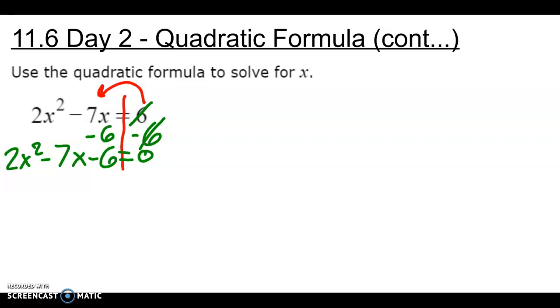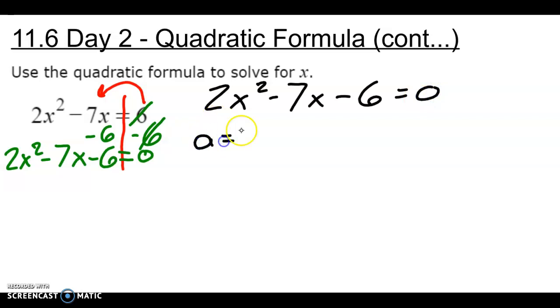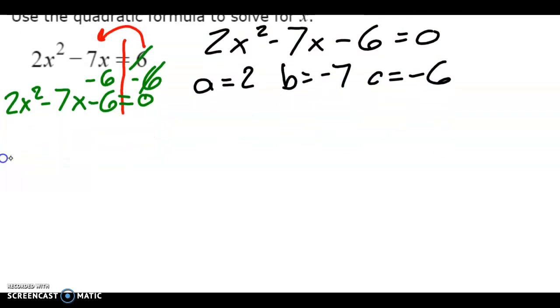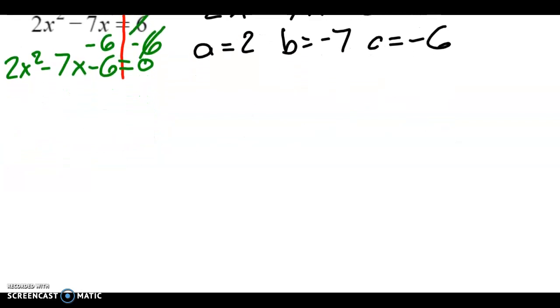Okay, so once we've got that done, now we're looking at our formula. 2x squared minus 7x minus 6 equals 0. We get our A, our B, and our C. Your A is going to be a positive 2. Your B is going to be a negative 7. Your C is going to be a negative 6. Okay, so now with that formula, we're going to plug those things in where they belong.